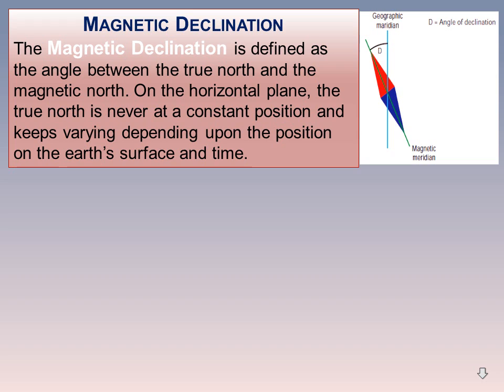Then the magnetic field of the Earth deflects ionizing charged particles coming from the sun, which is called solar wind, and prevents them from entering our atmosphere.